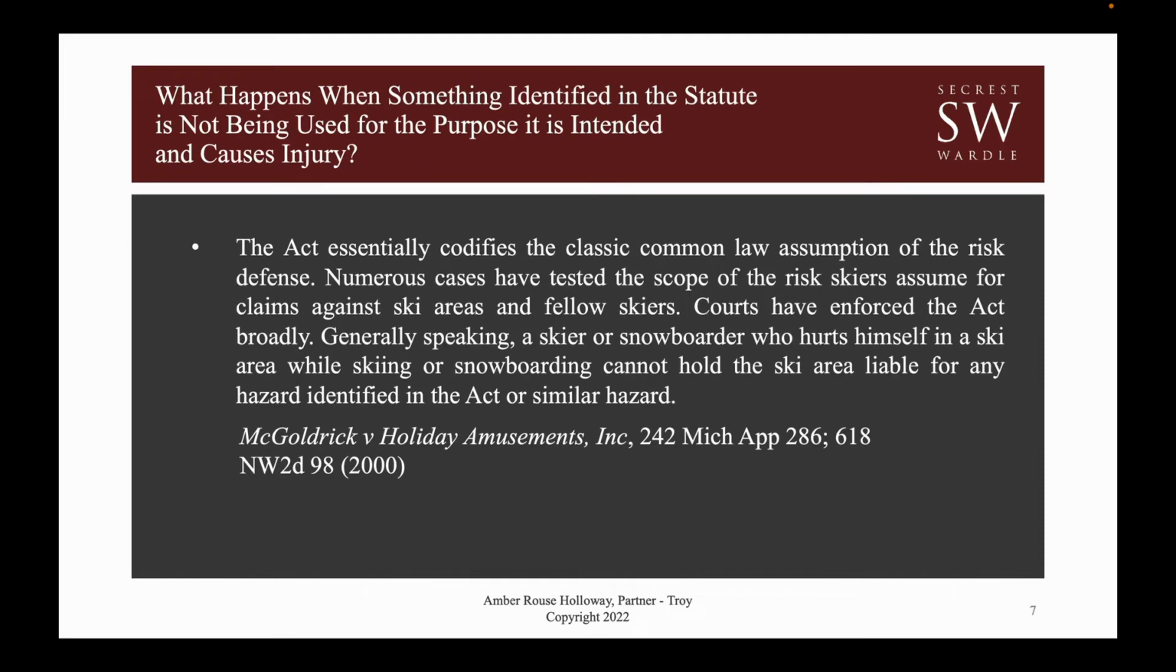And as you can see in the slide, I have the Michigan Compiled Law section that you can find these specific provisions in. And here it's MCL 408.342 subsection 2. So what happens when something identified in the statute is not being used for the purpose it is intended and causes injury? The Act essentially codifies the classic common law assumption of the risk defense. Numerous cases have tested the scope of the risk skiers assume for claims against ski areas and fellow skiers, and generally courts have enforced the Act broadly.